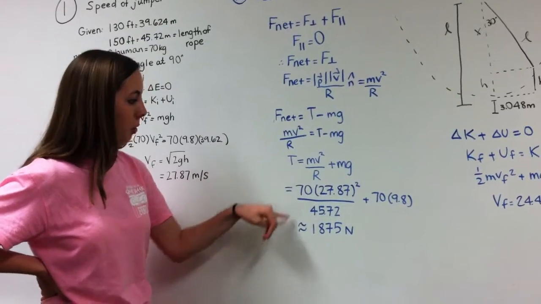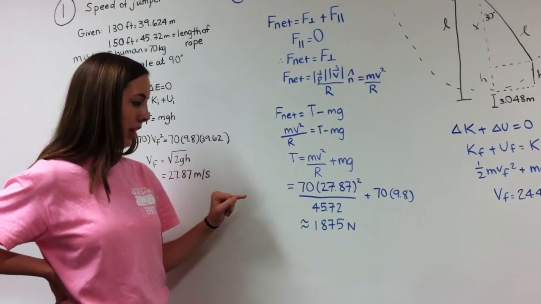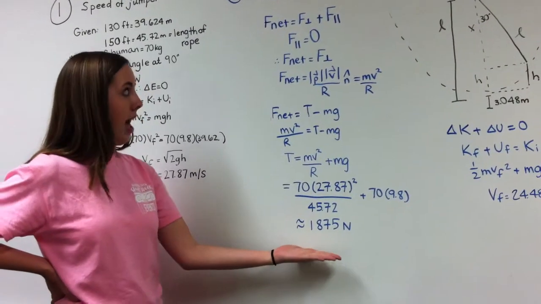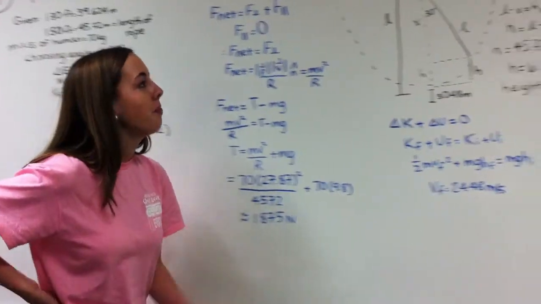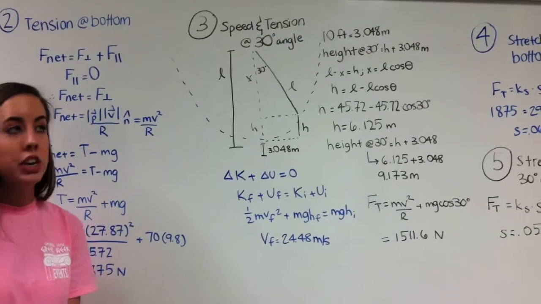We plug in what we know. We use the radius as the length of the rope, which was 45.72 meters, and we get this as our final tension force at the bottom. And the next problem was to find the speed and the tension at a 30-degree angle.